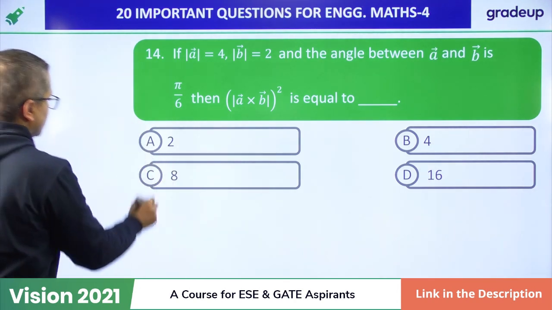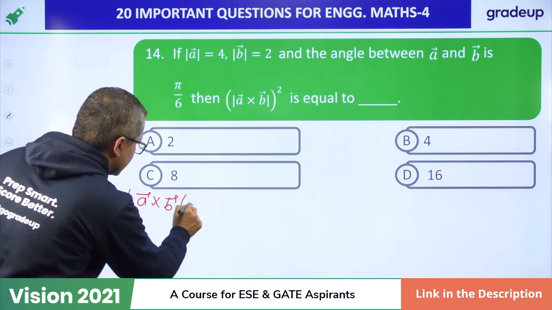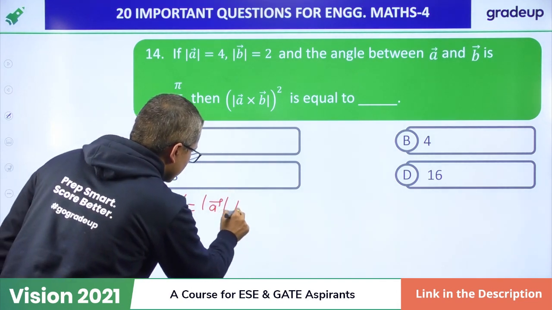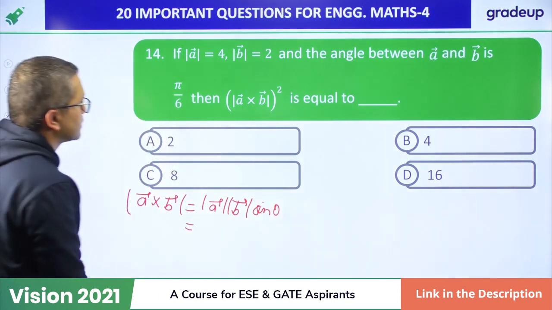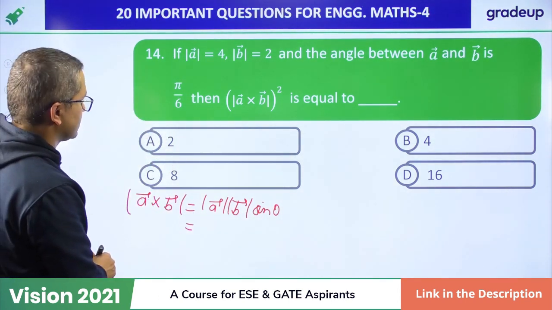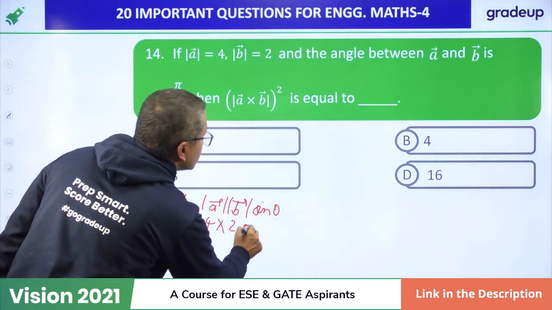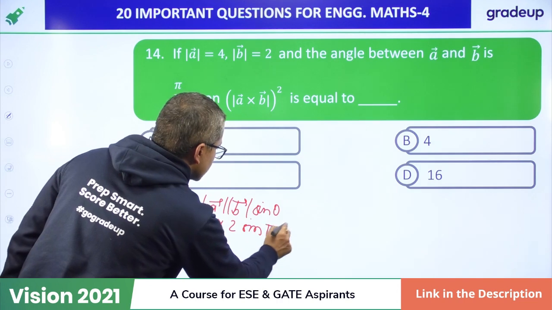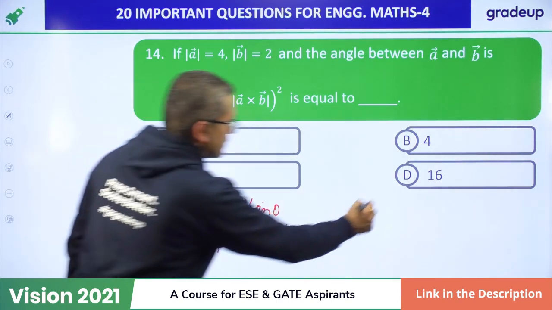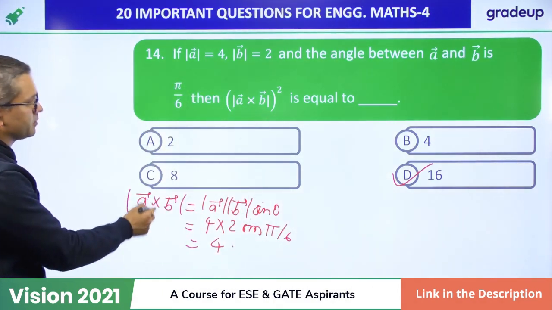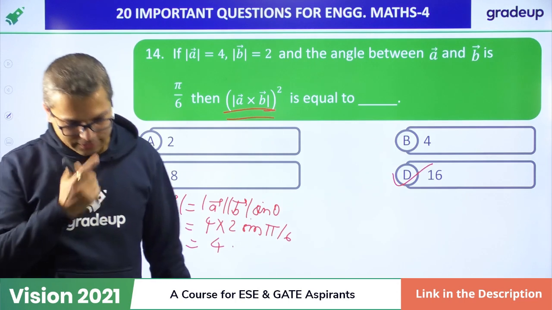Okay, fine. So what is the modulus of A cross B? That is nothing but mod of A, mod of B into sine theta. All right. So that is nothing but 4 into 2 into sine pi upon 6, that is 4. So if you are going to square this, you will be getting 16, all right? A plus B whole square you need to compute. So 16 is the option.